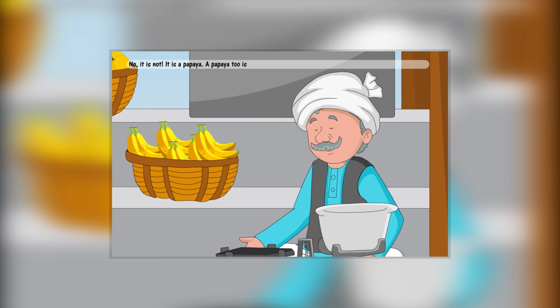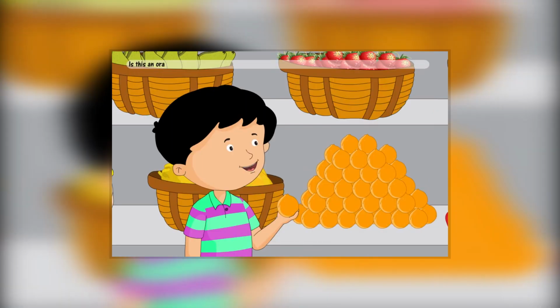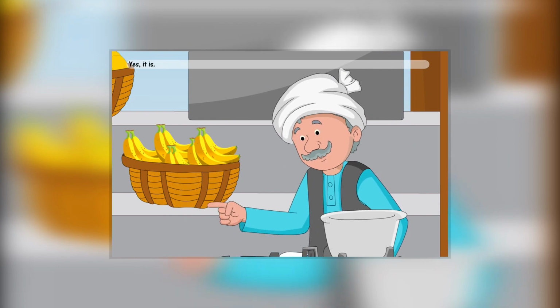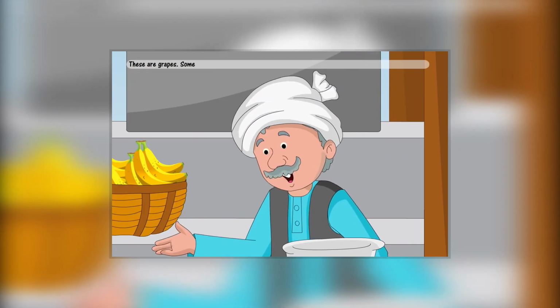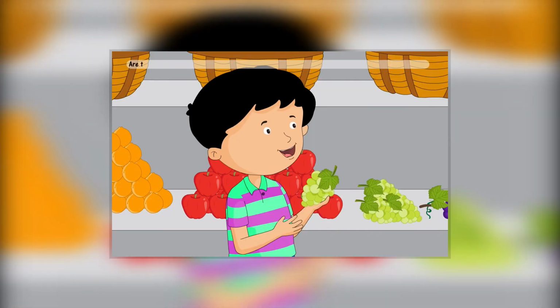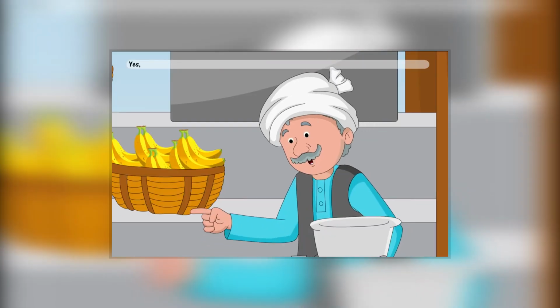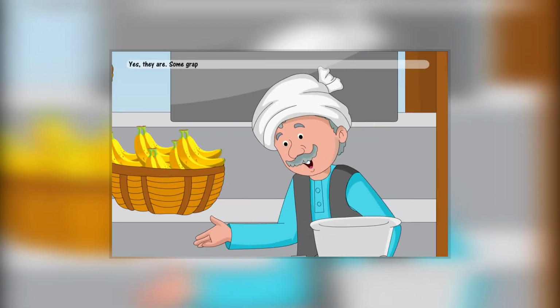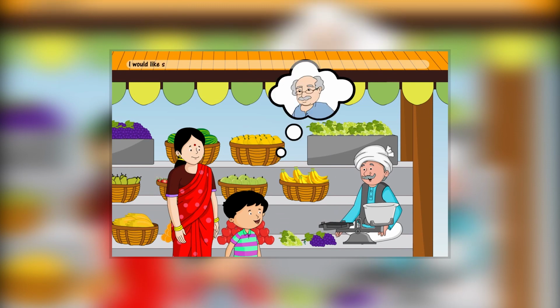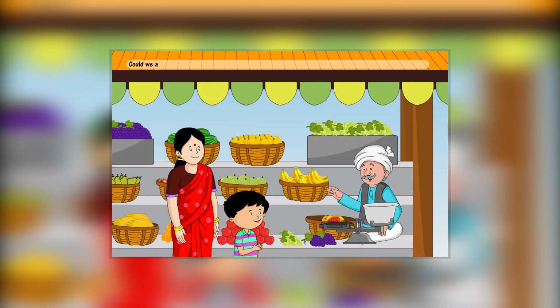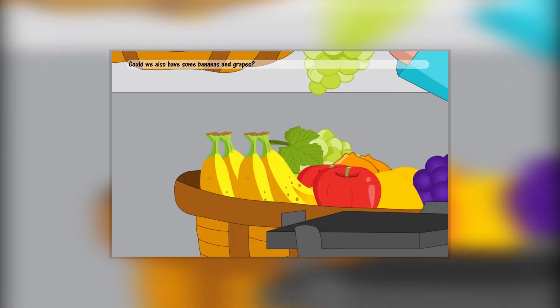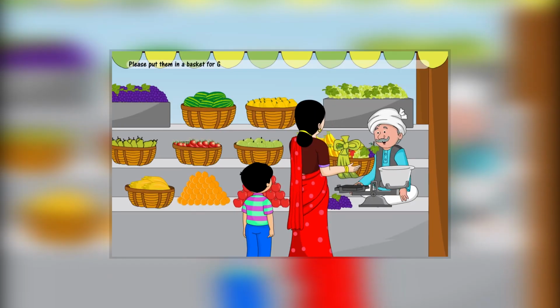A papaya too is yellow. Is this an orange? Yes, it is. An orange is orange. What is this purple fruit? These are grapes. Some grapes are purple. Are these grapes too? Yes, they are. Some grapes are green. I would like some fruits for Grandpa. Please give me some apples, mangoes, and oranges. Could we also have some bananas and grapes? Please put them in a basket for Grandpa.